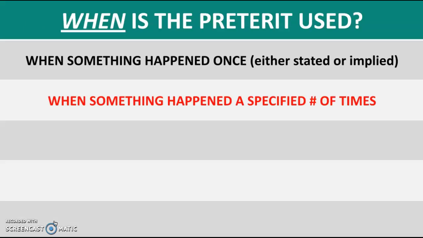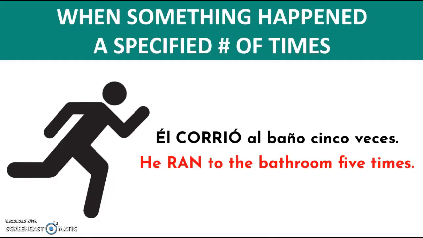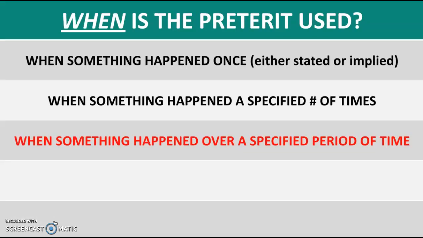Our next rule is when something happened a specified number of times. So whenever you are being specific about something, that is always going to be the preterite tense. So that is a key clue of using the preterite. So always look for your context clues, and I'm going to show you what that means. So look at this example. It says, Él corrió al baño 5 veces. 5 veces, or 5 times, is our key word to tell us that he has done it a specific number of times. So remember, specific is your preterite tense, okay?